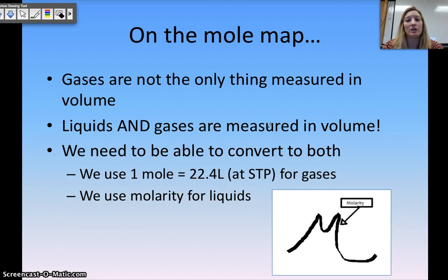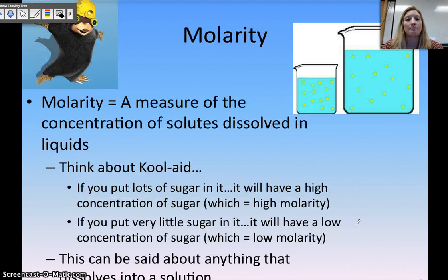We need to be able to convert gases to volume, but we also need to be able to get to liquids, or from liquids to moles. And we use molarity for that. Molarity is symbolized by a big M. So all molarity is a measure of the concentration of solutes dissolved in liquids.